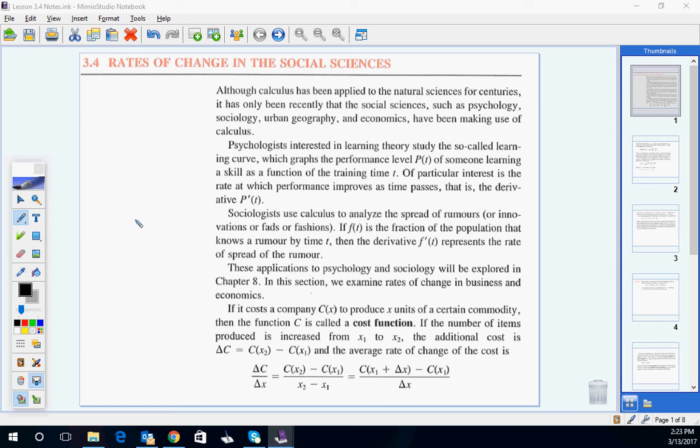Although calculus has been applied to the natural sciences for centuries, it has only been recently that social sciences such as psychology, sociology, urban geography, and economics have been making use of calculus. Psychologists interested in the theory studied the so-called learning curve, which graphs the performance level of someone's learning skill. So a lot of learning skills have been tested using calculus.